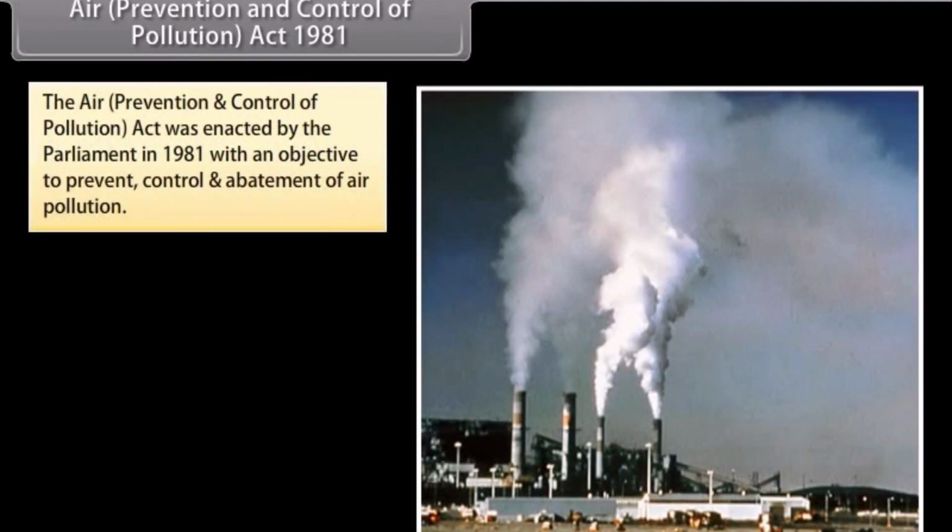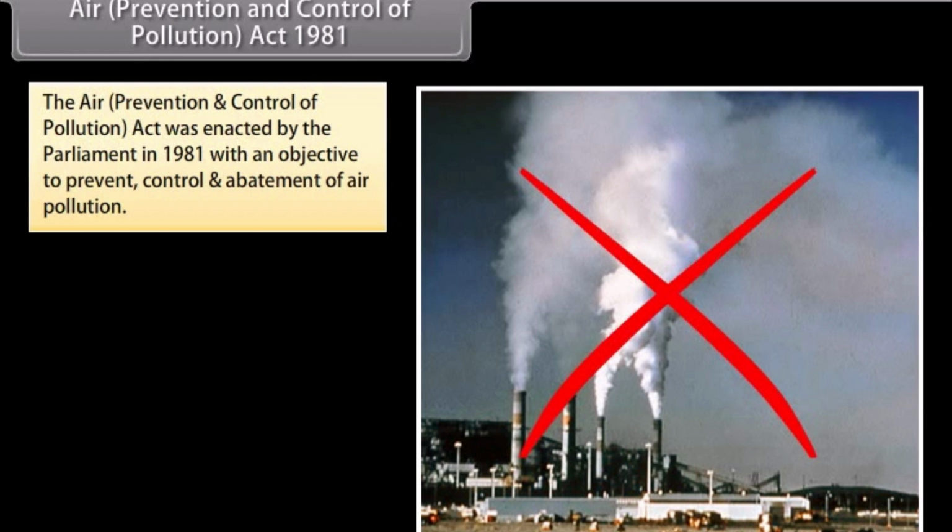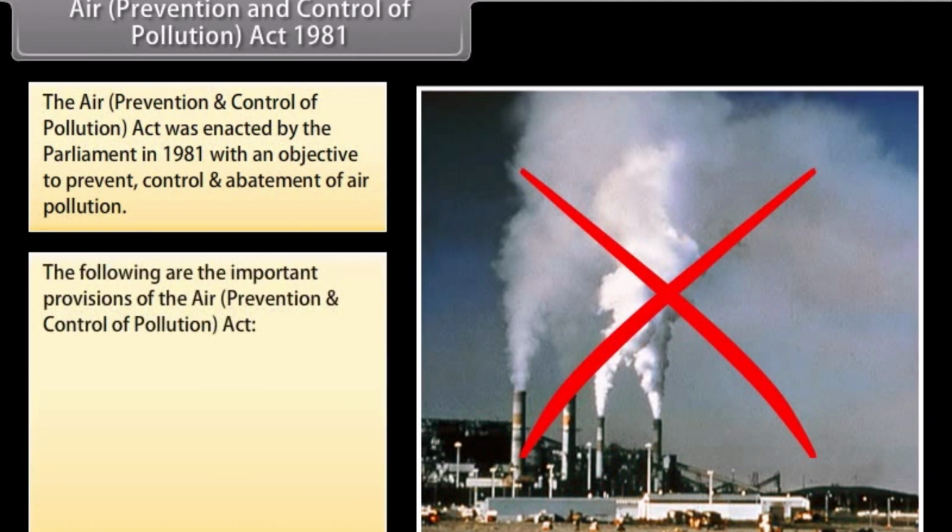Air Prevention and Control of Pollution Act 1981. The Air Prevention and Control of Pollution Act was enacted by the Parliament in 1981 with an objective to prevent, control and abate air pollution. The following are the important provisions of the Act.